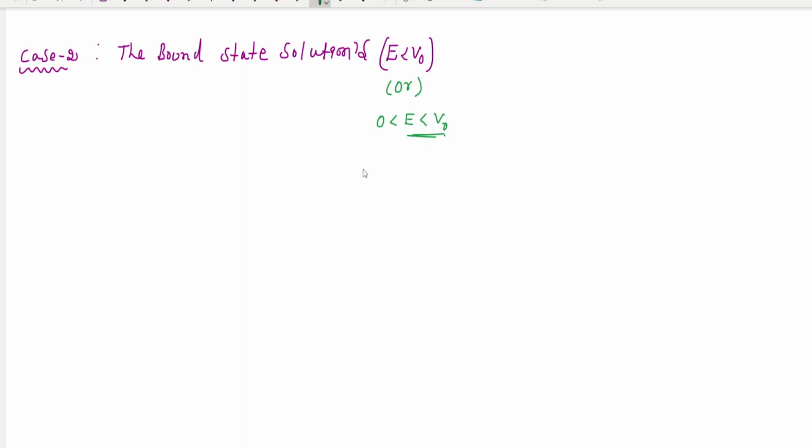Classically, when E is less than V naught, which means the particle energy is less than the height of the barrier, the particle is completely confined in the box, from minus a to plus a. It will bounce back and forth between the walls with a constant speed. But quantum mechanically, the solutions are particularly interesting: they yield a discrete energy spectrum and wave functions that decay in the two regions, one is x less than minus a, another is x greater than plus a.